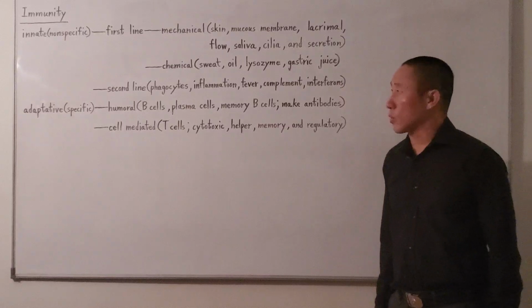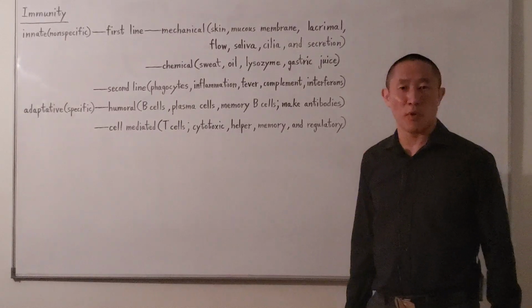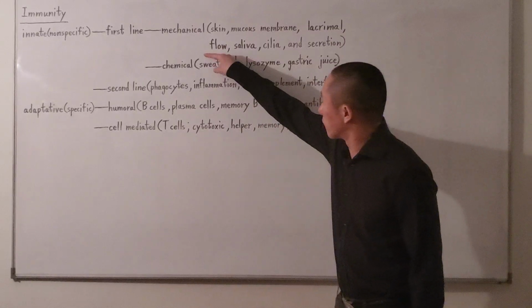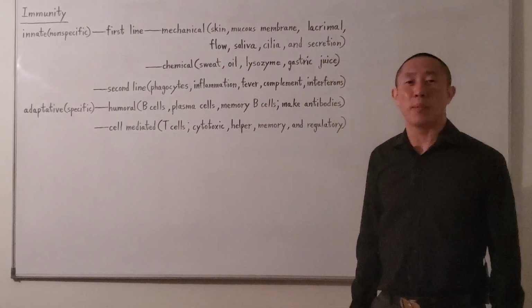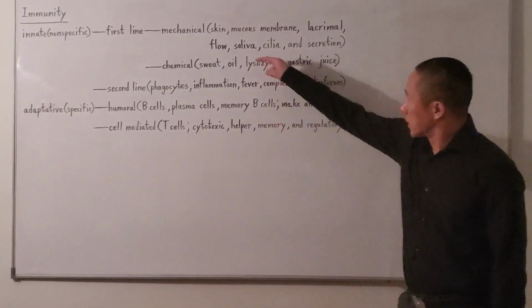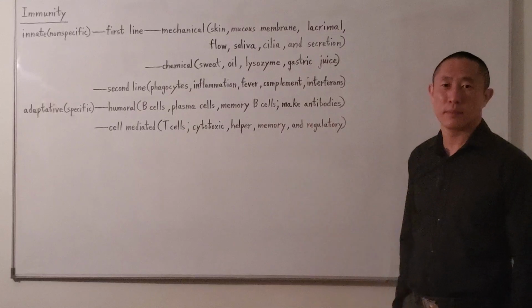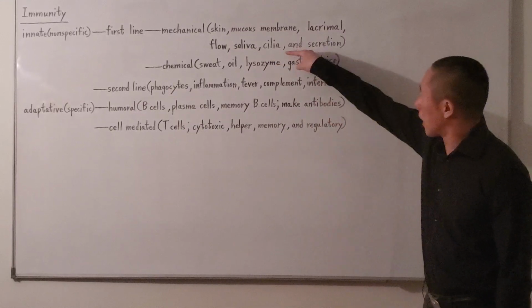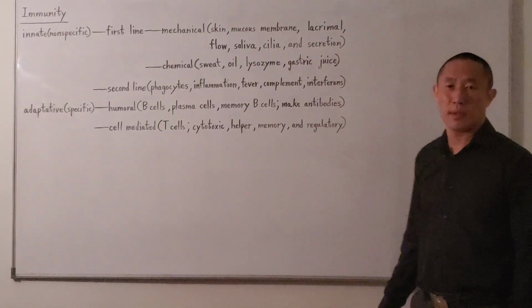Now, also other mechanical first line immunity, other examples are like flow. What do we mean by that? For example, the urinary flow. Okay, saliva, cilia, and other body secretions.